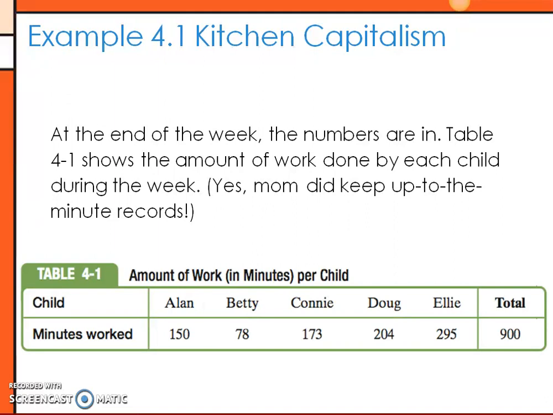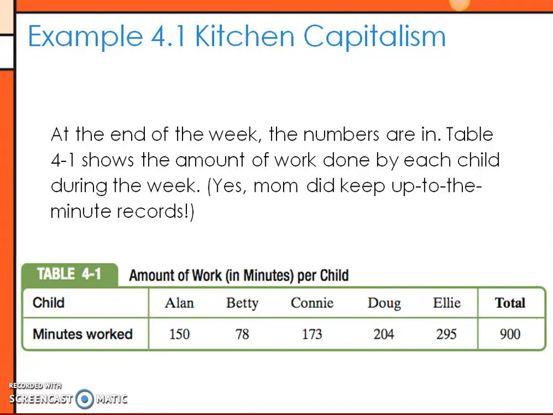Here, she kept an up-to-the-minute record of how much work everybody did, her kids A, B, C, D, E. It adds up to 900 minutes of work total between them all. You can see that Ellie did the most, then Doug, then Connie, then Alan, then Betty. I would assume they're different ages too. So they all did different amounts of work. Now if we're going to say what fraction of the candy they all get, it'd be nice to know what fraction of the work they did.